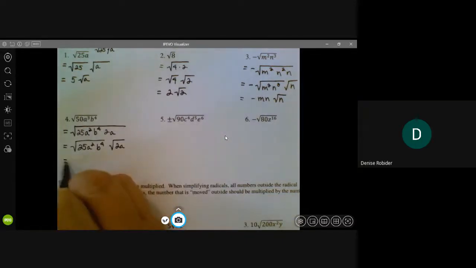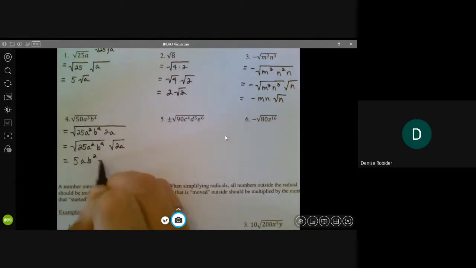All right, so here we go. The square root of 25 is 5. The square root of a squared is a. Ooh, square root of b to the fourth is b squared. And then we're going to leave the 2a in the radical.